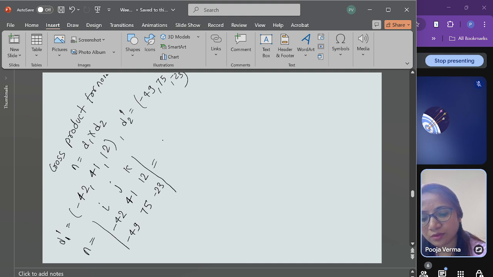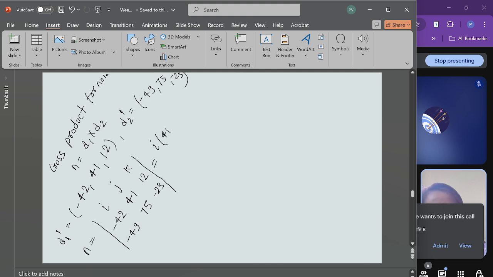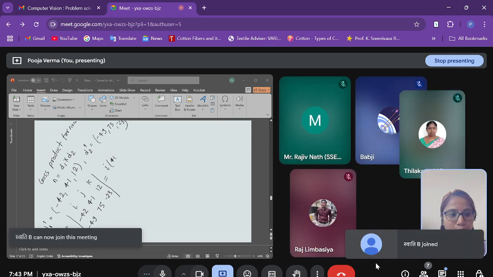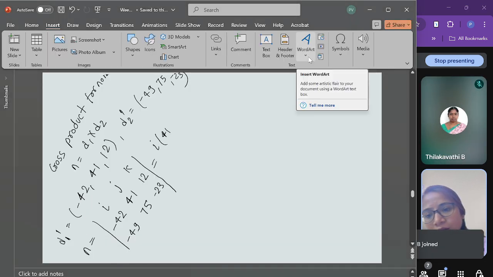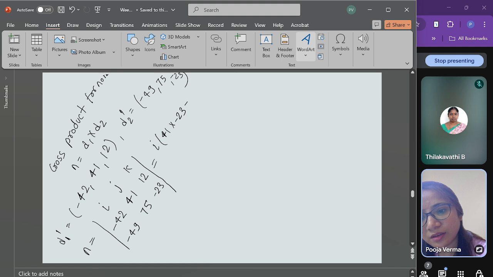Okay, so if you will calculate, you will get i times 41 ... into minus 23 minus 12 into 75, right, in one bracket. So minus j, that is 42 into 23. So here minus will be plus. So again here minus will be plus. So directly 49 into 12 plus k. So here minus 42 into 75 plus 49 into 41.